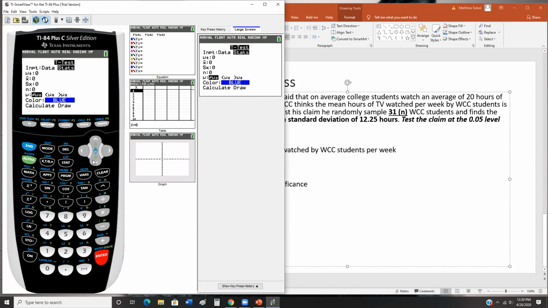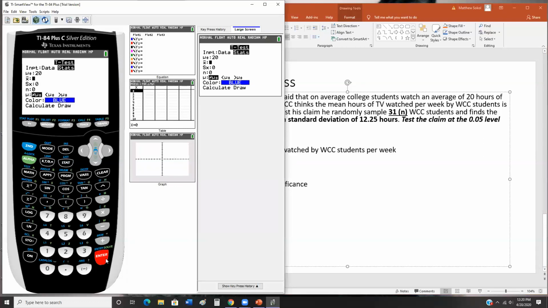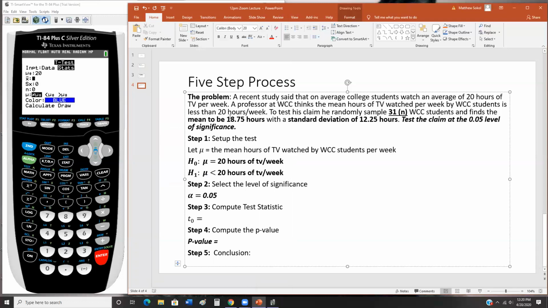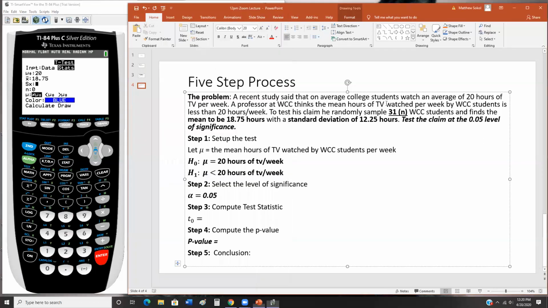Okay, so this is how you're going to handle plugging this in. Mu sub 0, what this means is this is the value you have put in your null hypothesis. So right here I have that mu is equal to 20. So this is your base assumption value. So in here I'm going to put 20. X bar is your sample mean. Okay, so that is this value, that on average they watched 18.75 hours of TV per week. S sub X, that is your sample standard deviation, so that's 12.25.